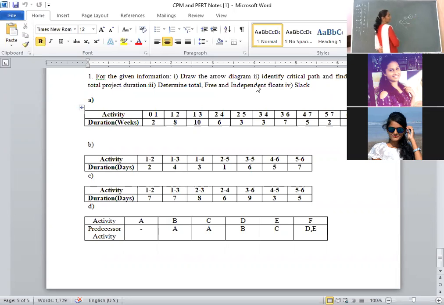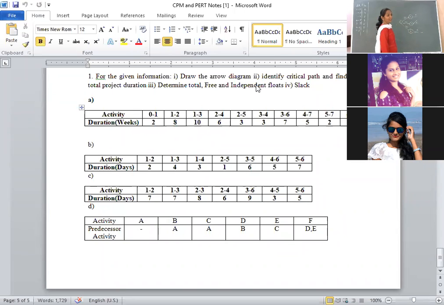Then next 3 to 5. That means the node 3 is completed, then only 5. 3 is completed means you have to complete the circle. Next 4 to 6. That means 4 is completed, then only 6. Complete the node.